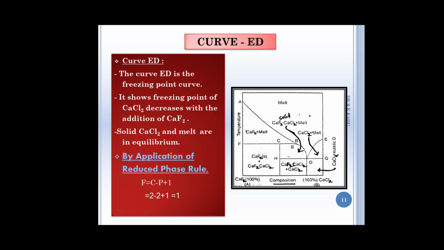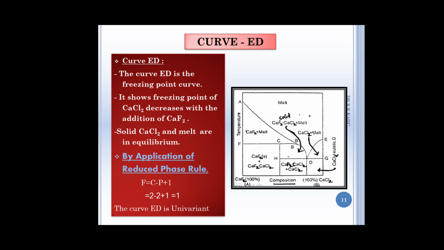and 1 is as it is. We'll get the value of F is equal to 1. As the value of F is 1, that is, the number of degrees of freedom is 1, then we should say the curve ED or the system is univariant.